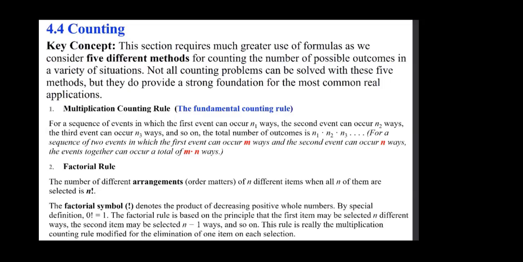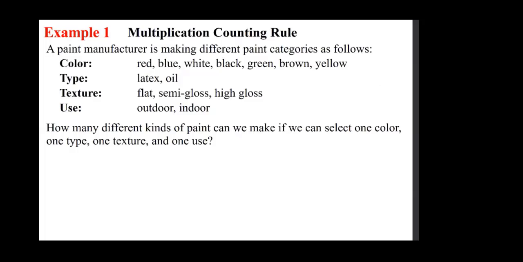Let's start with a simple example. A paint manufacturer is making different paint categories as follows: color: red, blue, white, black, green, brown, yellow; type: latex or oil; texture: flat, semi-gloss, high gloss; use: outdoor or indoor. How many different kinds of paint can we make if we can select one color, one type, one texture, and one use? Okay, so this is the basic multiplication rule or the fundamental counting rule.